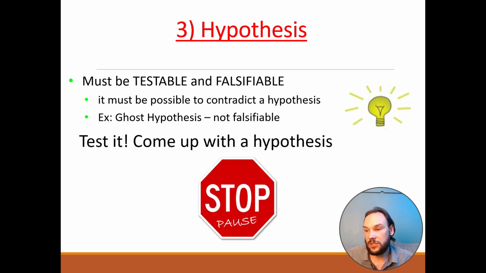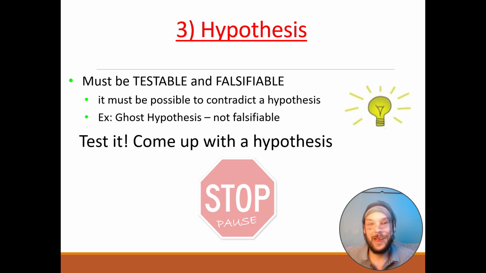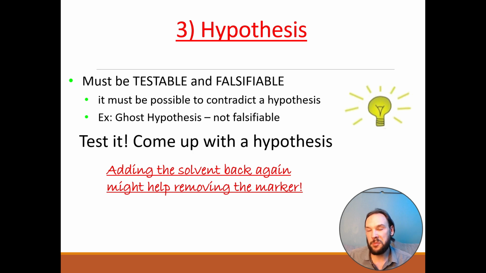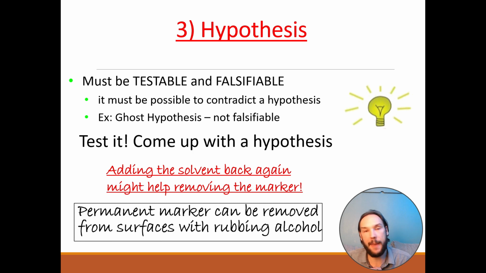Now it's your turn to come up with the hypothesis. So I give you a moment. Okay, let's see what we came up with. First and foremost, we had an idea that by adding the solvent again, it might help removing the marker. So a hypothesis in one sentence would be: permanent marker can be removed from surfaces with rubbing alcohol. As simple as that.